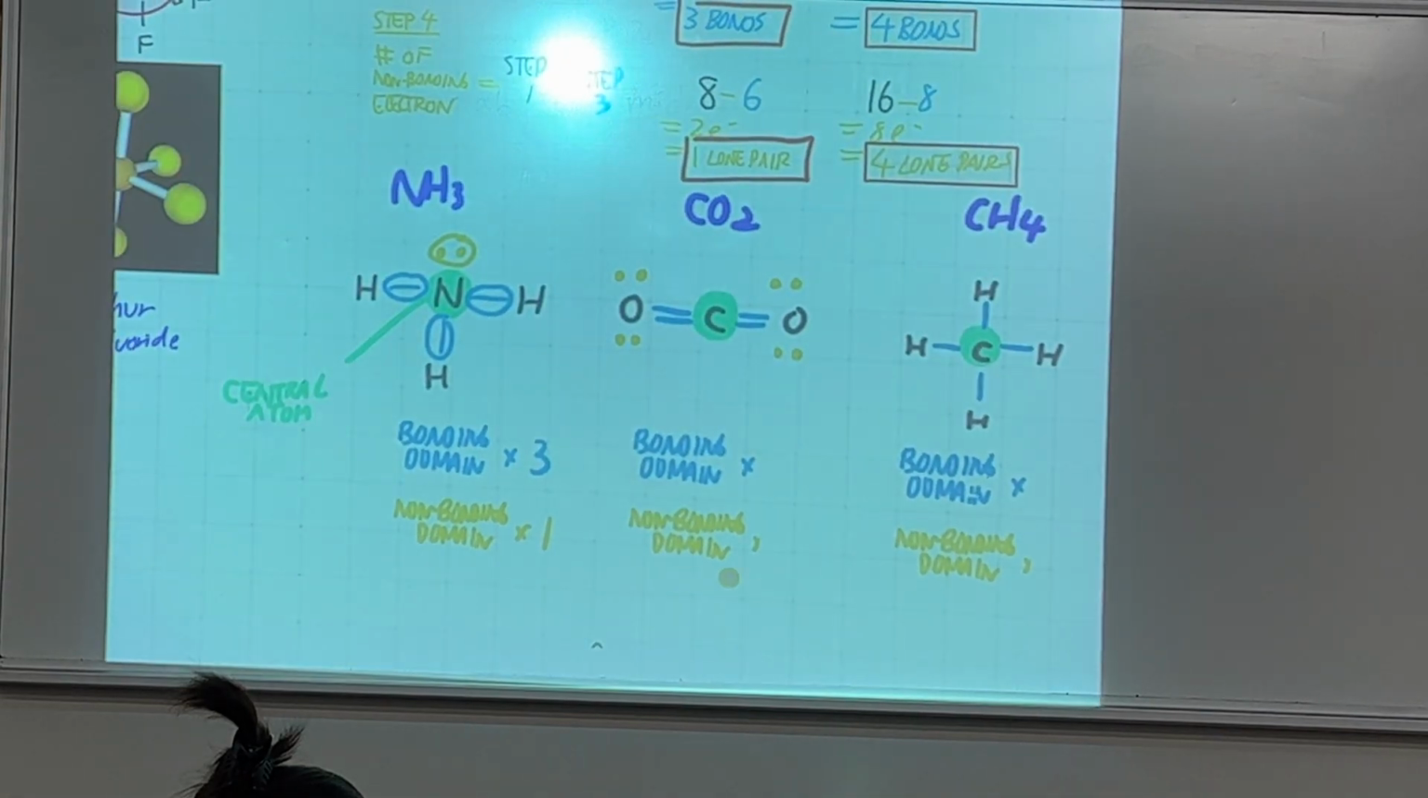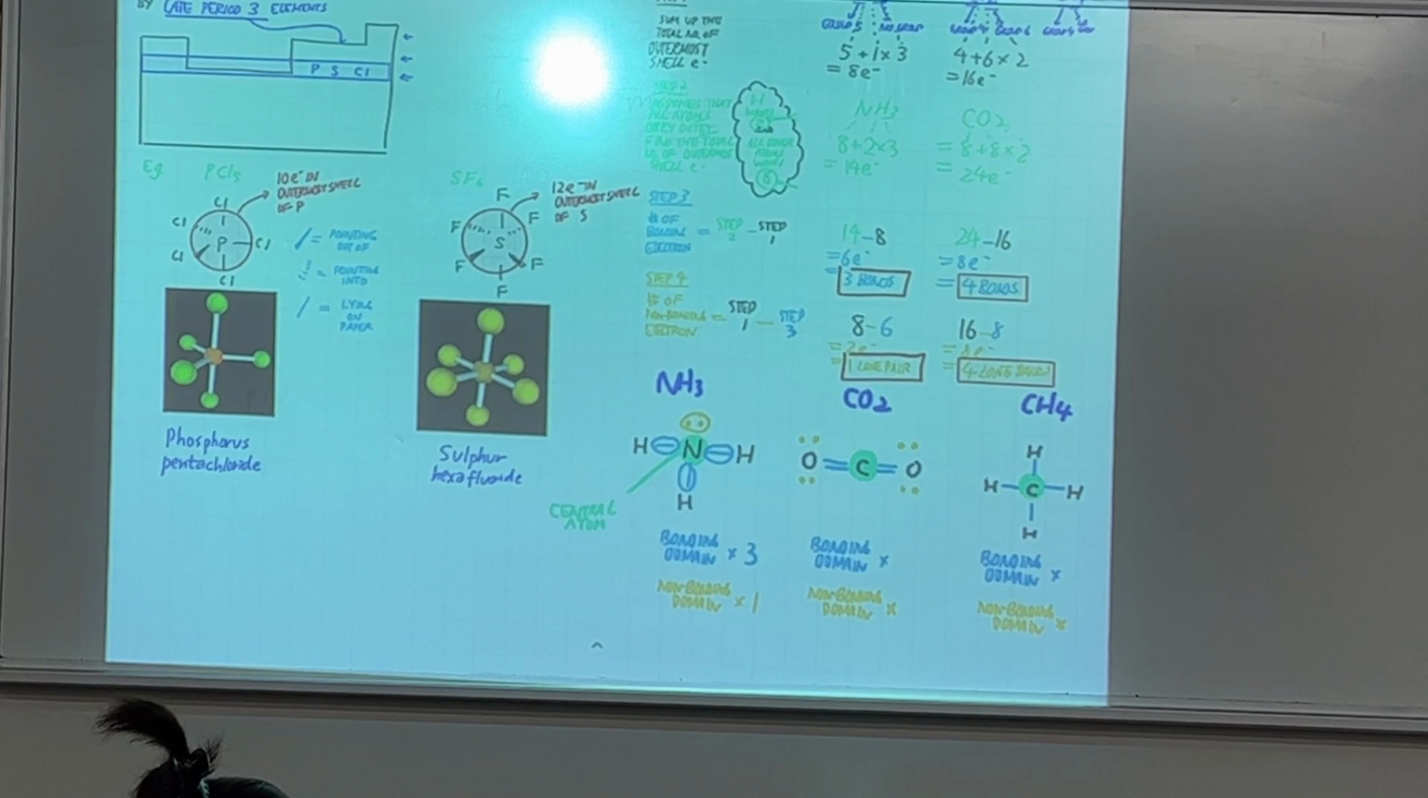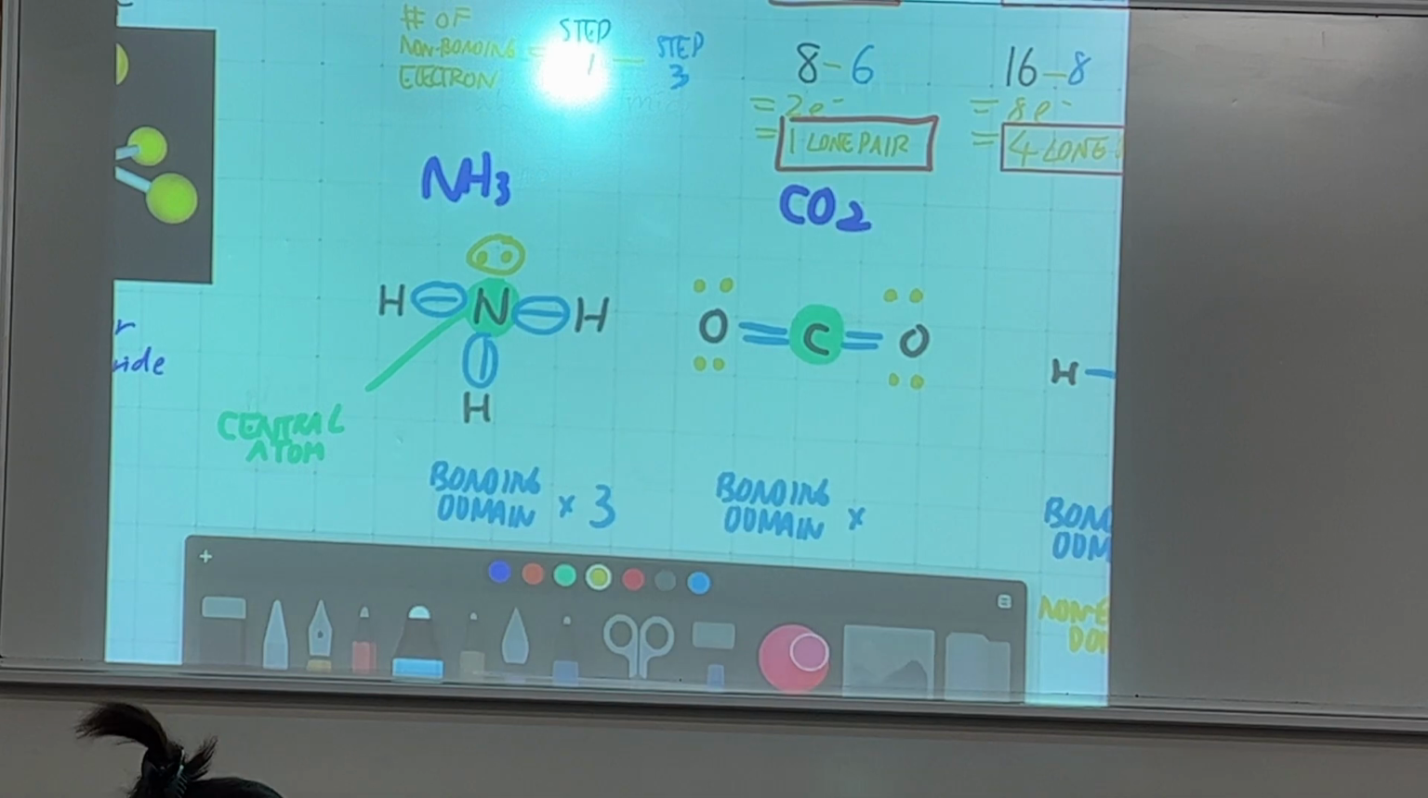How many bonding domains and non-bonding domains are there around the central atom C? How many groups of electrons are there around C? Just 2, okay? Remember a single bond, this is what I wrote in here. A single bond and a double bond and a triple bond, they are all considered as one domain, okay? So therefore, you see only 2 domains in here. The first domain, the second domain.